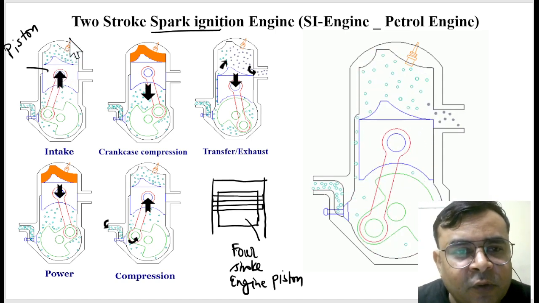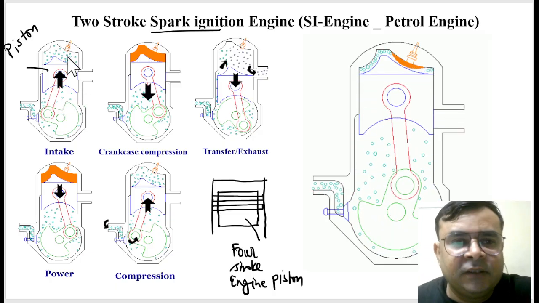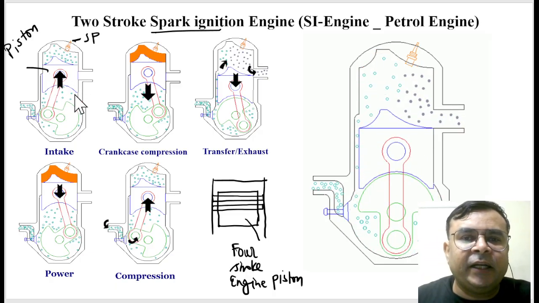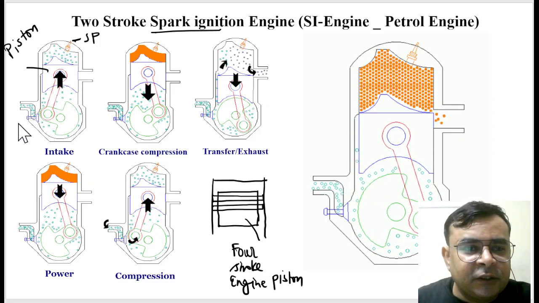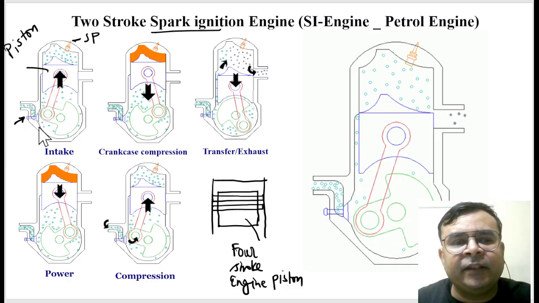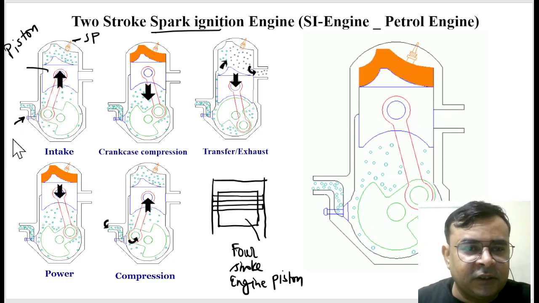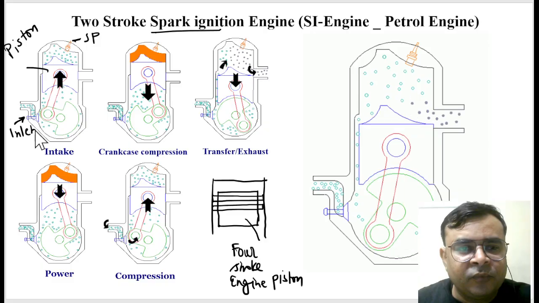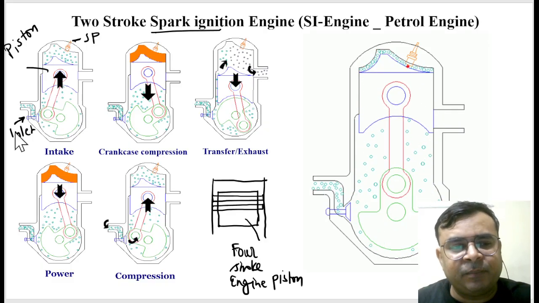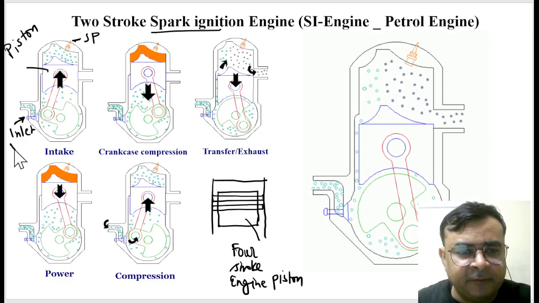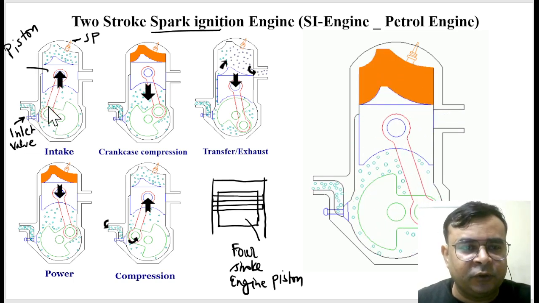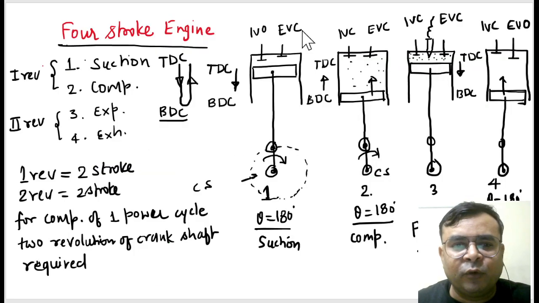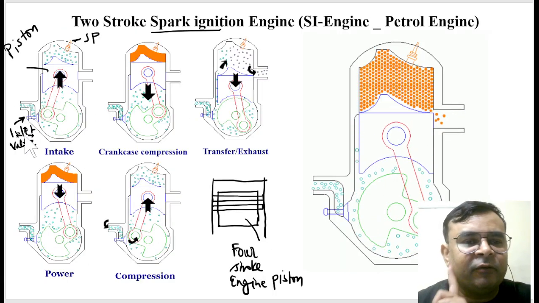And of course you can see here, this is a spark plug. I'm not writing its full form, you know very well. And this is the only valve which is provided in the engine. So this is called the inlet valve, and this is a spring loaded inlet valve. This is the only valve which is provided in the two-stroke engine. Otherwise, in the four-stroke engine we have two valves, inlet valve and exhaust valve. But in this we have only one valve, that is the inlet valve.